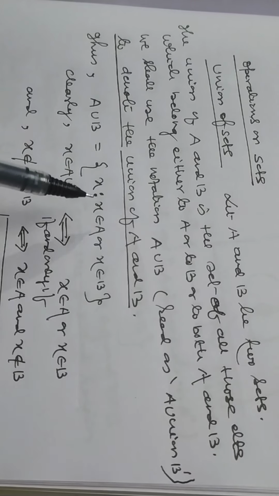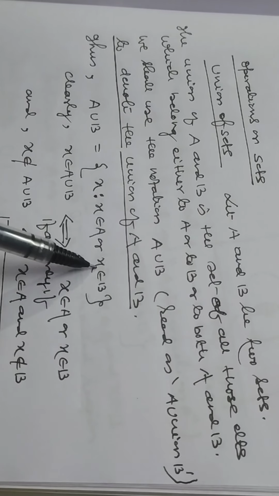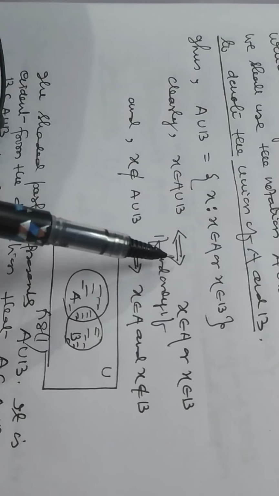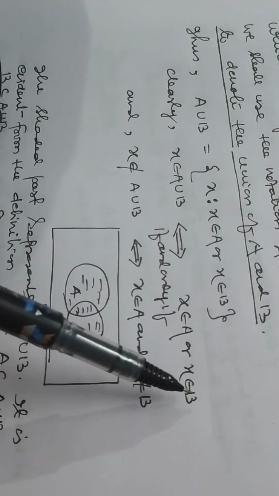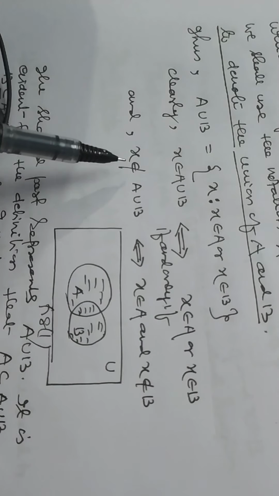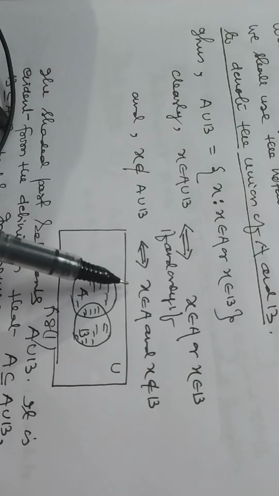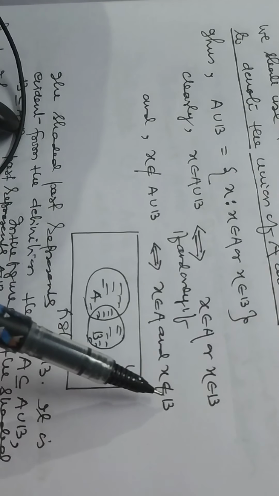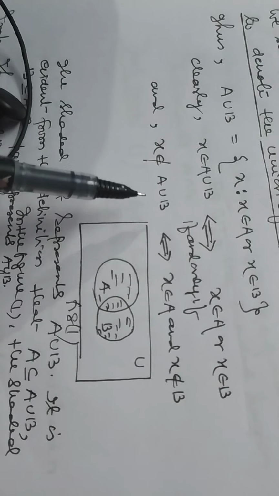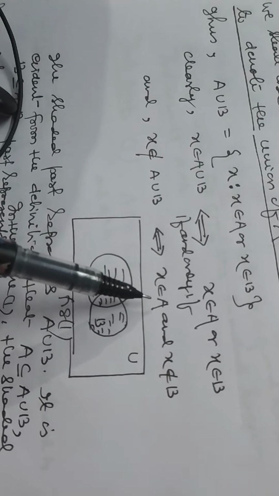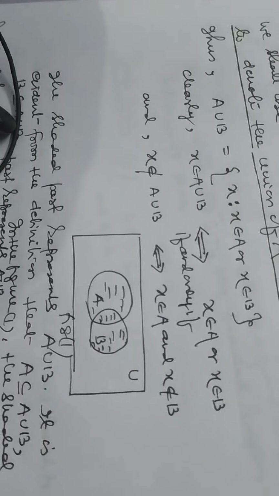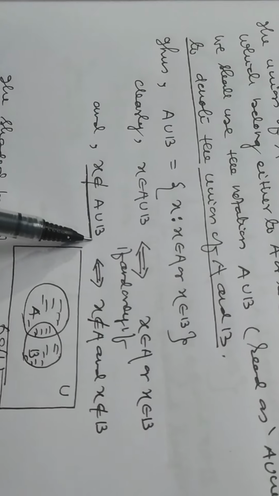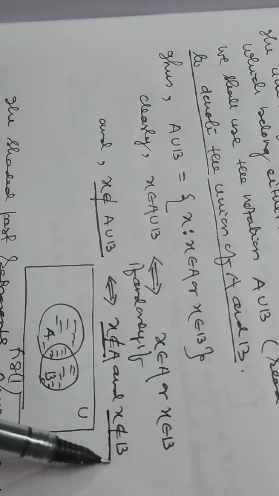Now, thus, A union B, how will you read? Collection of elements x such that x belongs to A or x belongs to B. Clearly, x belongs to A union B if and only if x belongs to A or x belongs to B. And x does not belong to A union B if and only if x does not belong to A and x does not belong to B. Yes, my dear student, if x does not belong to A union B, what does it mean? x does not belong to A and x does not belong to B.